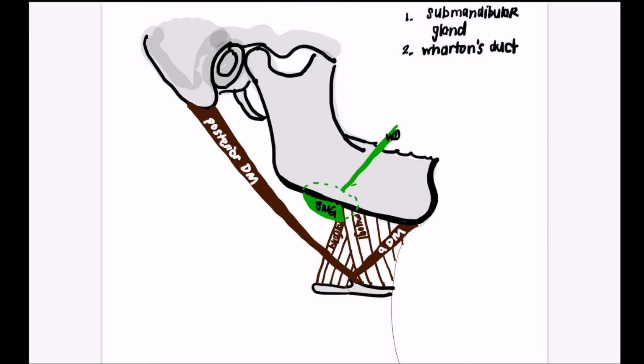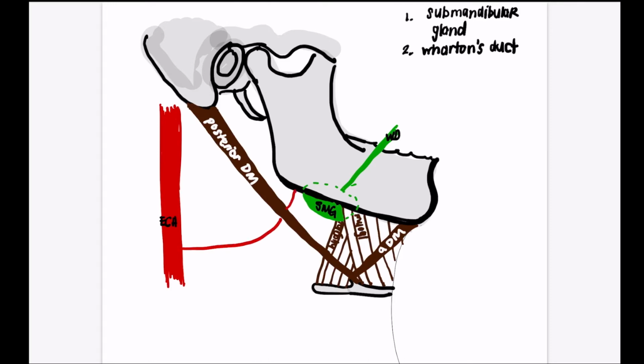The Wharton's duct is also called the submandibular duct, and it drains to the base of the tongue. Now, this is called the external carotid artery, and one of its branches goes into the submandibular triangle. This is called, the third content is the facial artery.